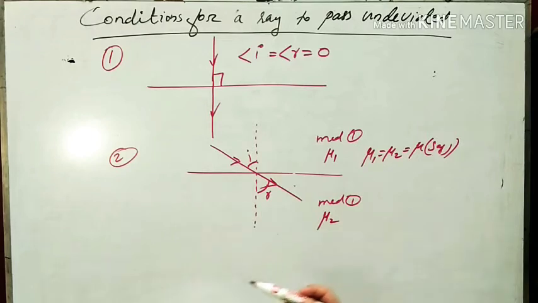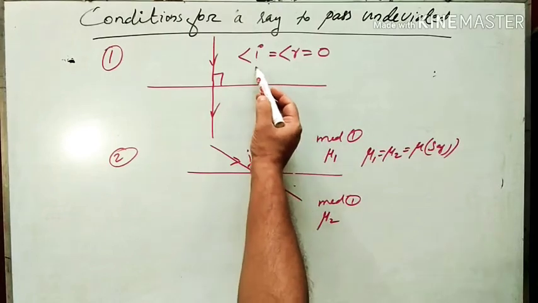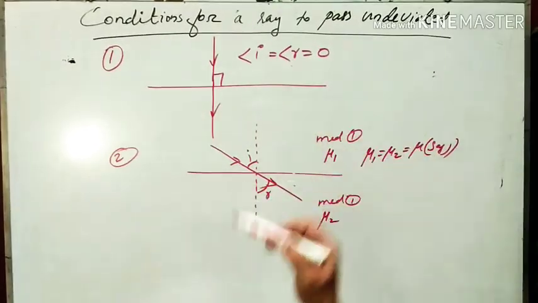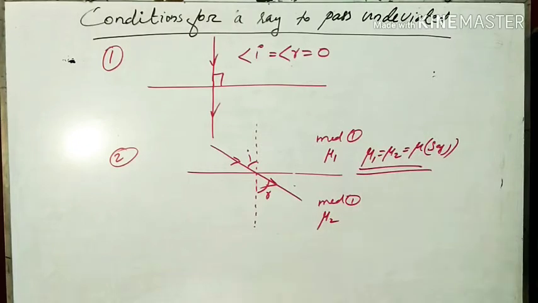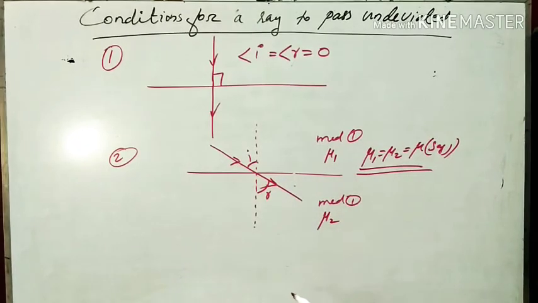So what are the conditions for a ray of light to pass undeviated? For normal incidence, when angle of incidence and angle of refraction are equal to 0, and when the refractive indices of the two media match each other, there is no refraction taking place and the ray of light passes undeviated. Is it clear? Okay.